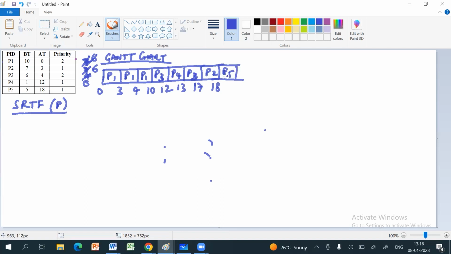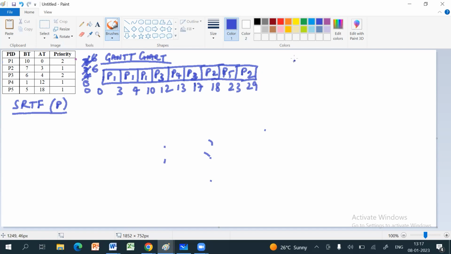Now after 18 there are no more interrupts, so it is as good as your non-preemptive again. So you are voluntarily allowing P5 to continue till 23. The remaining time of P5 is now 0, and the remaining time of P2 is still 6, so it will continue till 29.